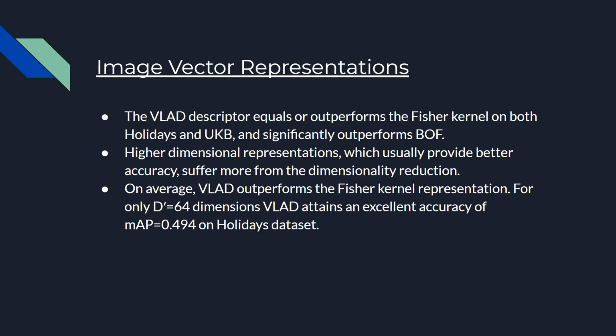Now, these are image vector representations. The VLAD descriptor equals or outperforms the Fisher kernel on both Holidays and UKB datasets and significantly outperforms BOF, which is bag of features. Higher dimensional representations, which usually provide better accuracy, suffer more from the dimensionality reduction. On average, VLAD outperforms the Fisher kernel representation. For only d' equal to 64 dimensions, VLAD attains an excellent accuracy of mean average precision of 0.494 on the Holidays dataset.